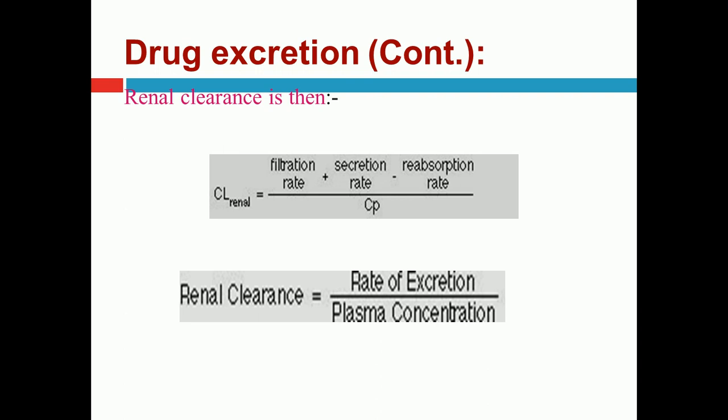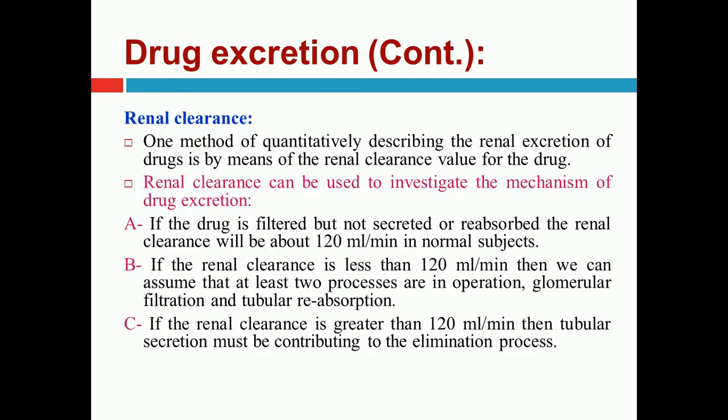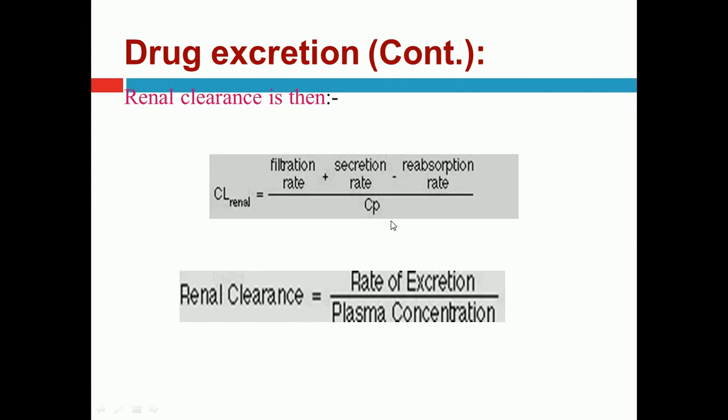This is called clearance. How would we define clearance? It is the volume of plasma cleared of the drug per unit time. We know the amount of plasma in our body, and we know the quantity of the drug or the plasma concentration of the drug. So if we equate now, renal clearance is equal to rate of excretion over plasma concentration.